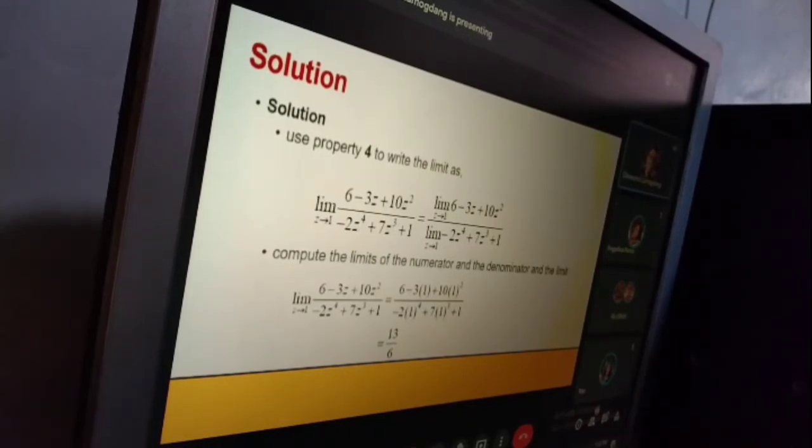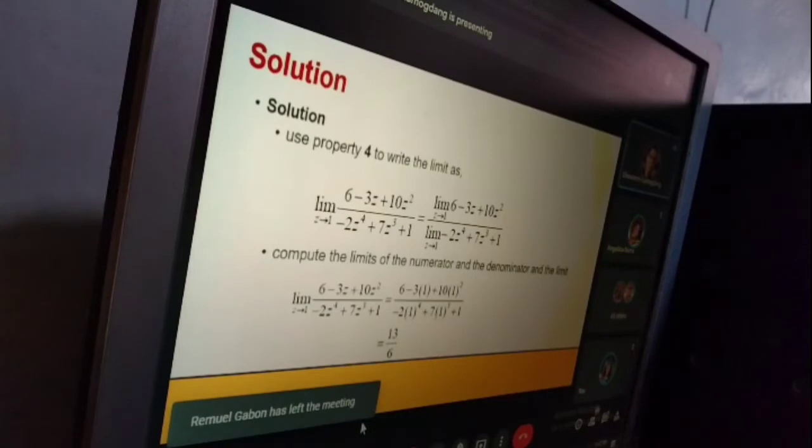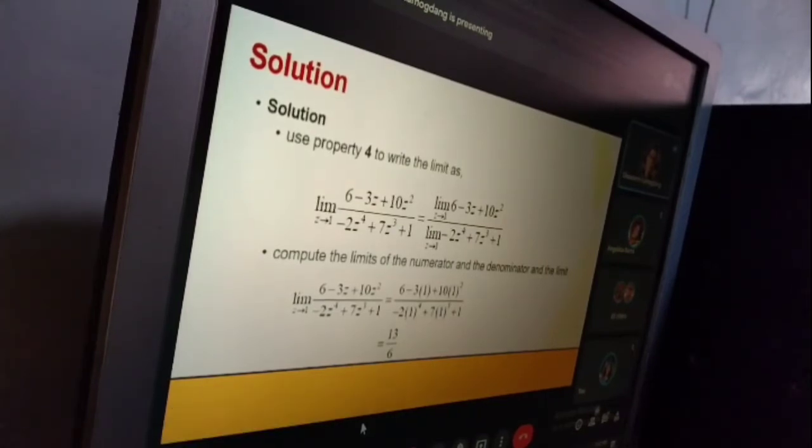So, if z is 1, palitan na natin. So, the limit of 6 minus 3z. So, si z palitan natin ng 1. So, 3 times 1 plus 10 times 1 squared all over negative 2 times 1 to the 4th plus 7 times 1 cubed plus 1. Ibig sabihin, kapag nag-evaluate ka, direct substitution ka, tapos may nakita kang undefined, ibig sabihin may problema. Baka may kailangan kang i-factor. So, therefore, nakuha natin yung limit niya is 13 over 6.